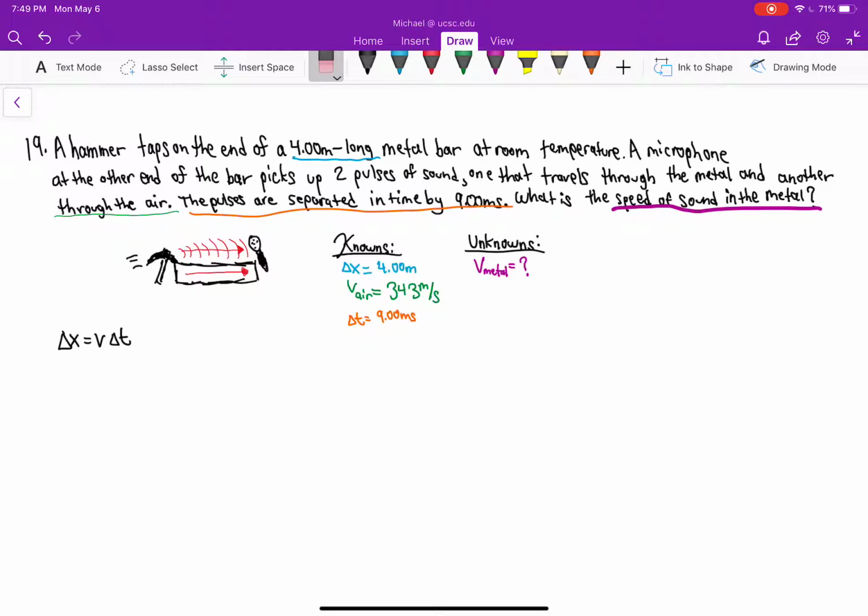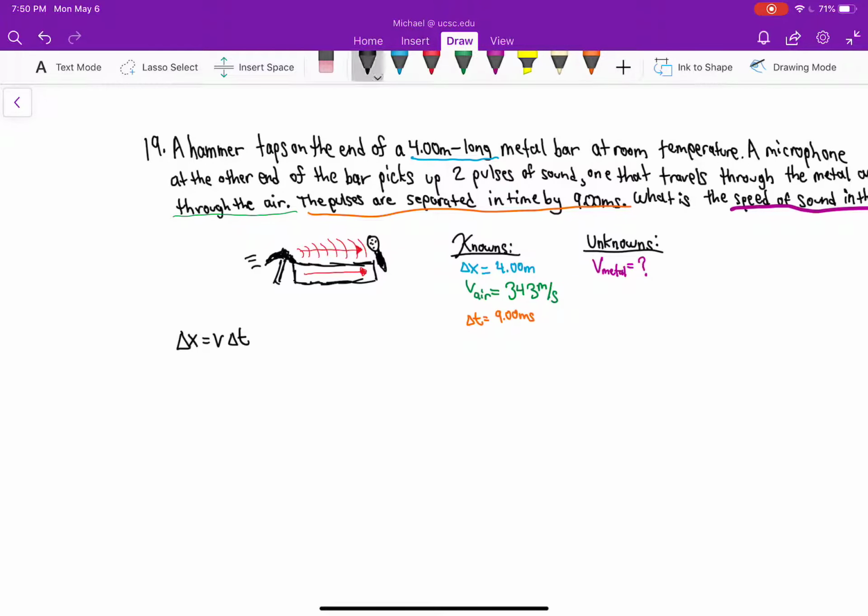Hi everyone, so in this Pencast, we're going to do number 19 from Homework 1. It says, a hammer taps on the end of a 4-meter long metal bar at room temperature. A microphone at the other end of the bar picks up two pulses of sound, one that travels through the metal and another through the air. The pulses are separated in time by 9 milliseconds. What is the speed of sound in the metal?